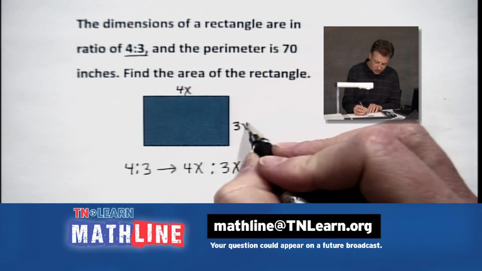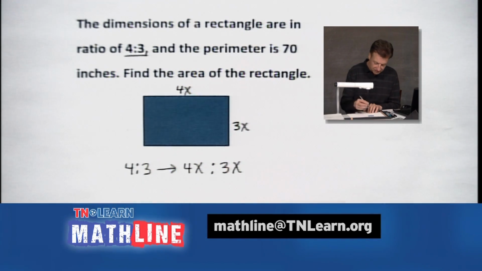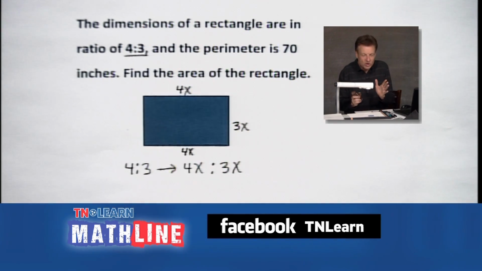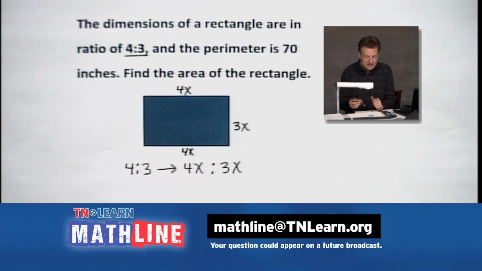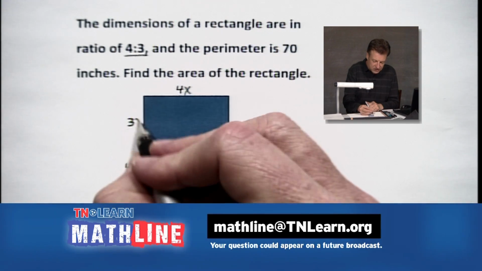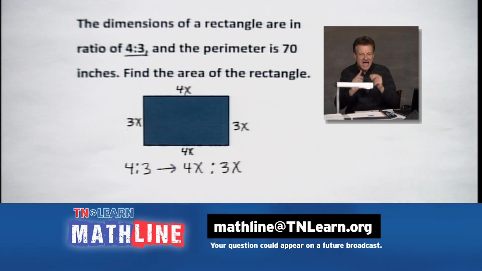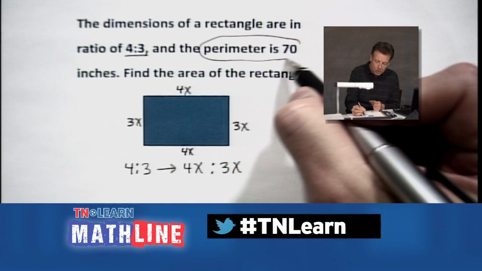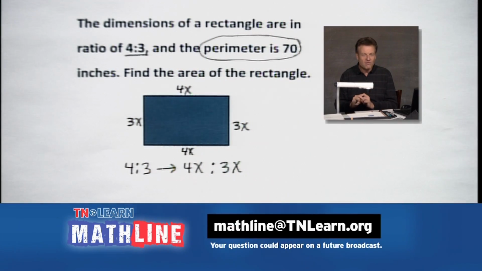Slide around to the right. There goes 3x. Put another 4x right here, because opposite sides of a rectangle are going to have the same length. They're congruent. And don't forget my little 3x over here. So you see I have 4 sides. Now why do I want to worry about 4 sides? Because I'm talking perimeter. I have to add all 4 of those sides together.